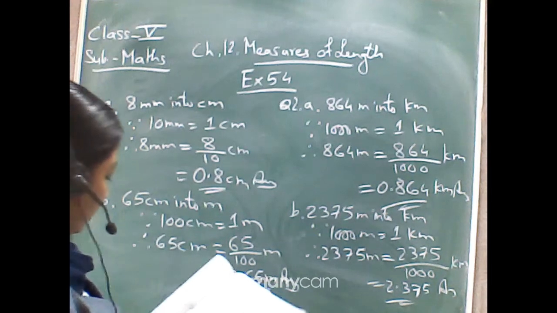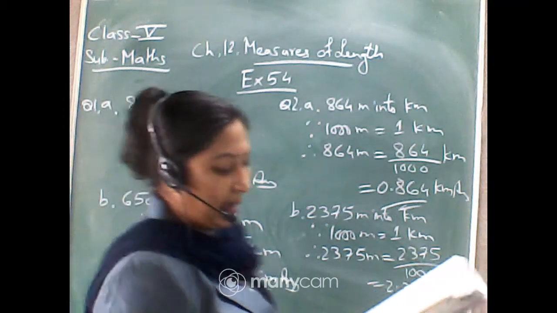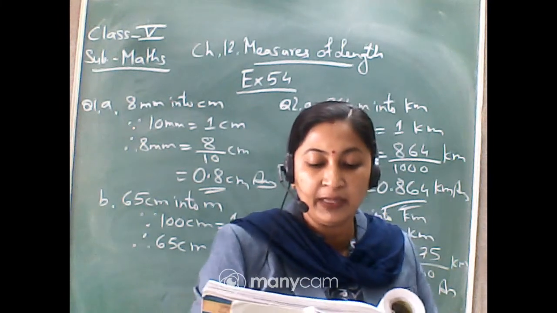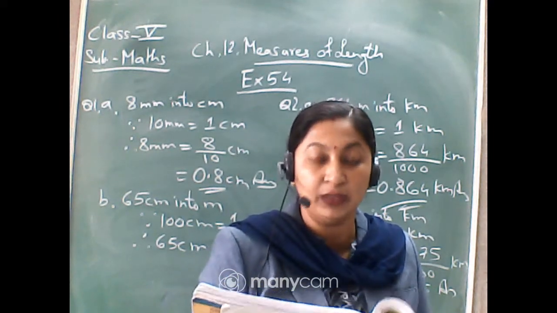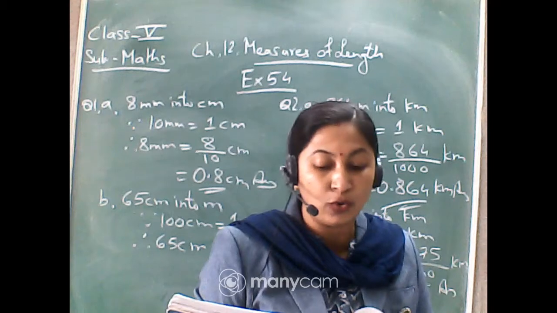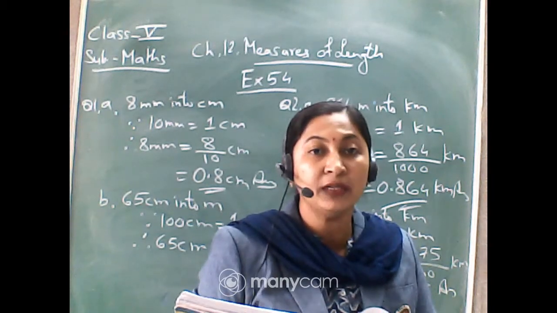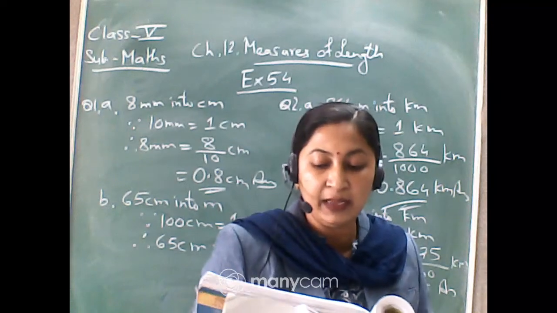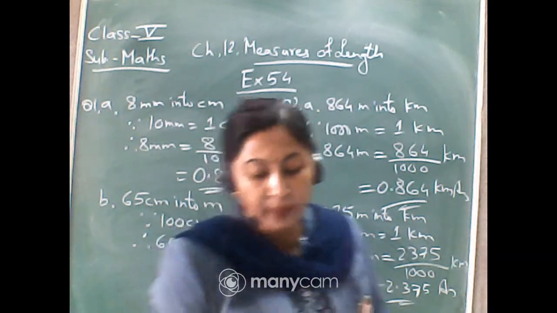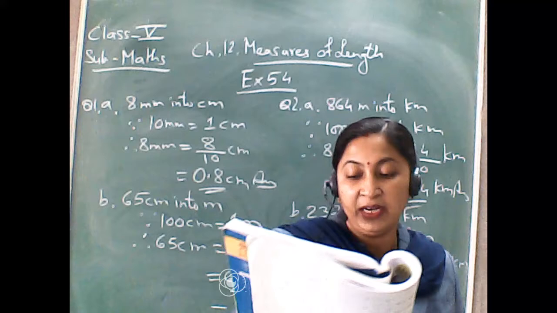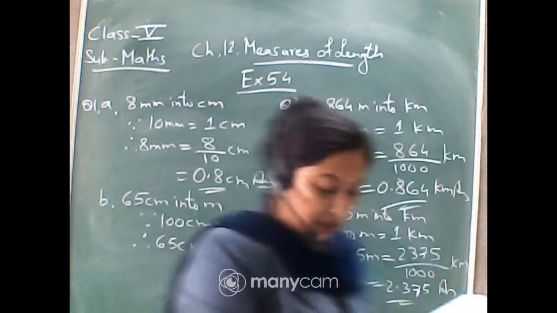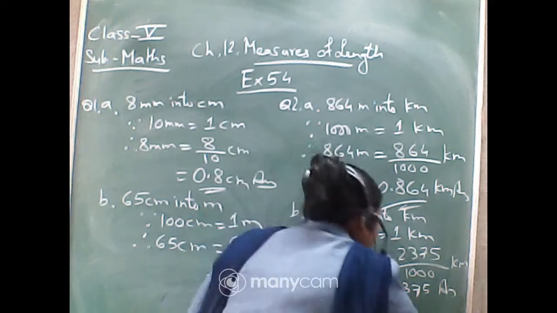Number C is also the same. You have to divide by 1000, and number D also the same. So number C, when you divide 58 by 1000, after 3 digits it will be 0.058 kilometer. Similarly for number D, 9 meter into kilometer, it will be 9 divided by 1000. So it will be 0.009.